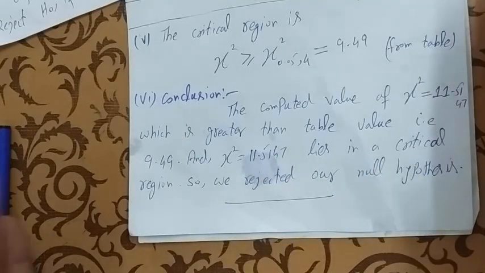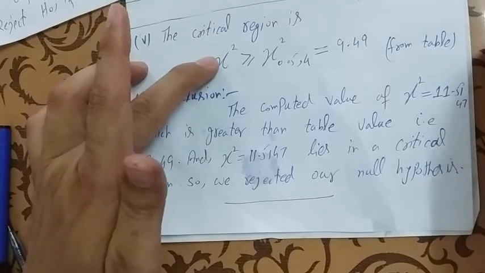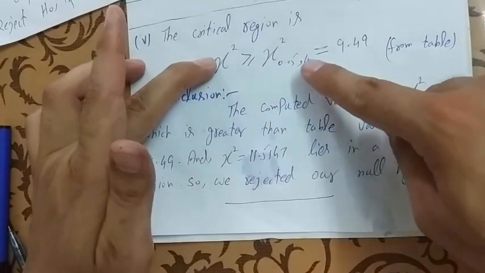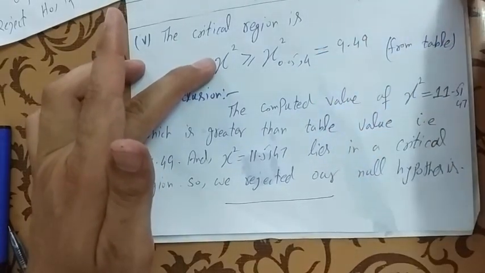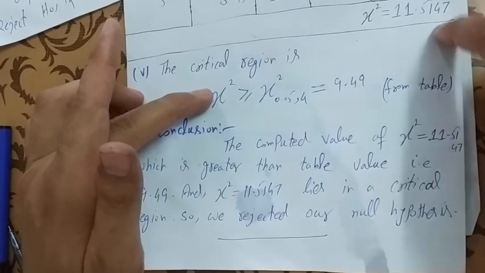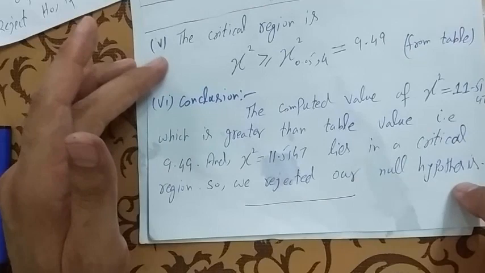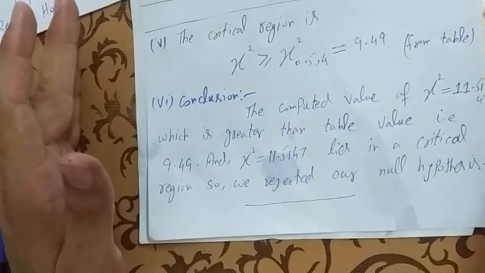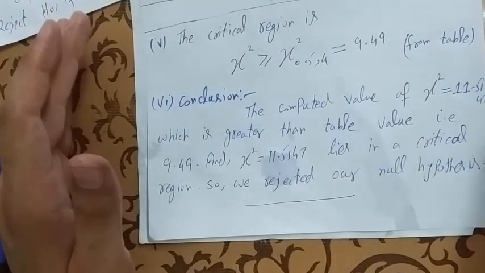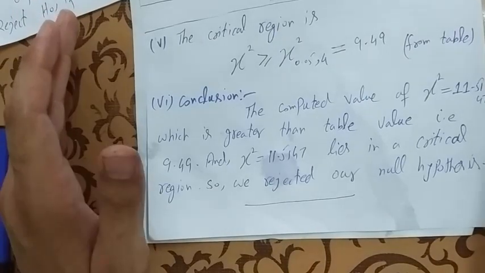We study in the procedure that if the computed value is greater than the table value, then the computed value lies in the critical region, meaning we reject the null hypothesis. We reject our null hypothesis. Hopefully you understand this example and the procedure for the chi-square test for goodness of fit.